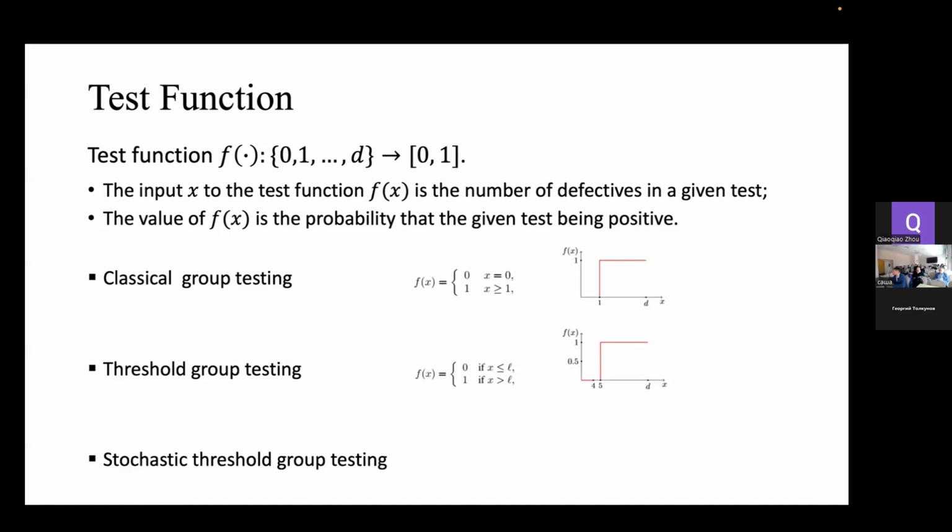Another one is called stochastic threshold group testing. In this case, you have 2 parameters, L and U. If the number of infected persons in your test is less than L, it will always be negative. If your number of defective persons is larger than U, you will always be positive. If the number of defective persons in your test is between these 2 values, it will be a linear function. So these are 3 kinds of test functions which have been analyzed by researchers in the literature.